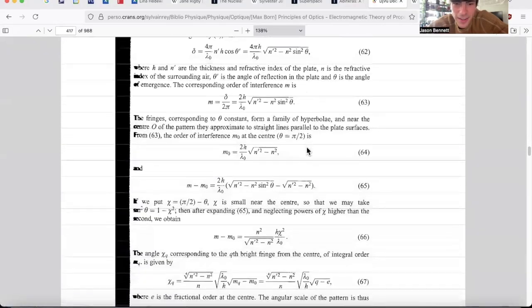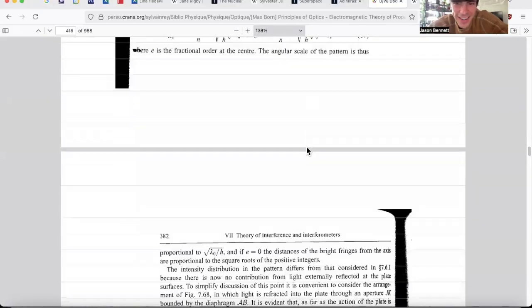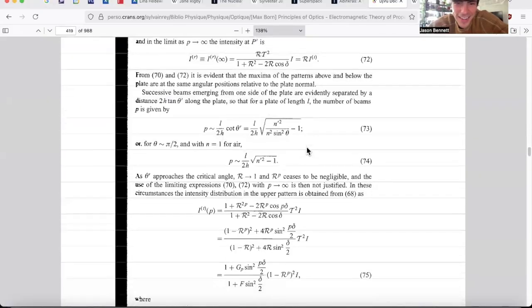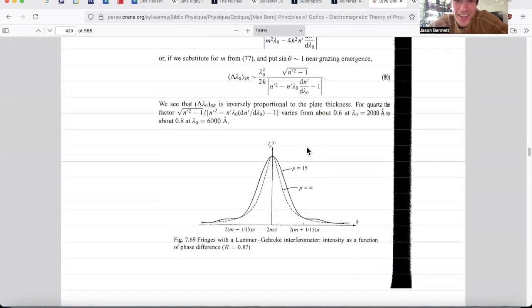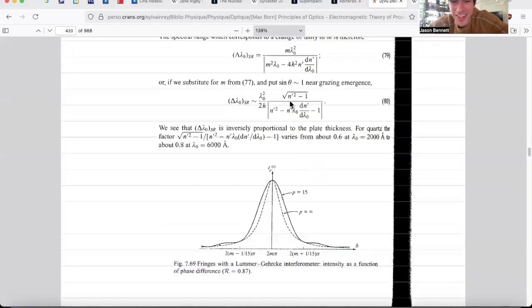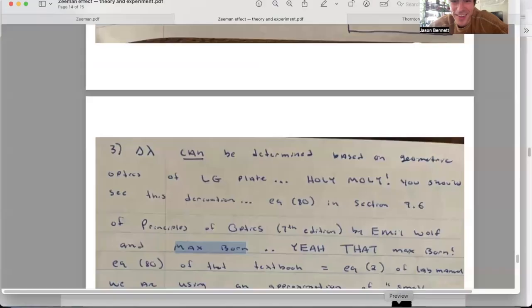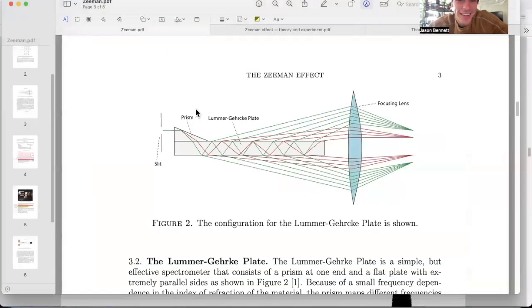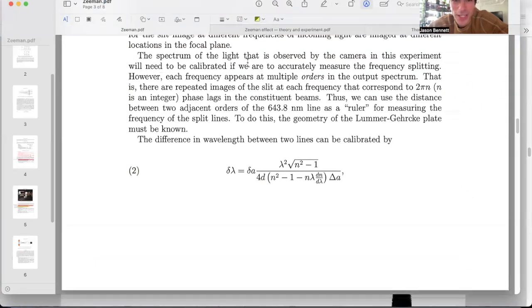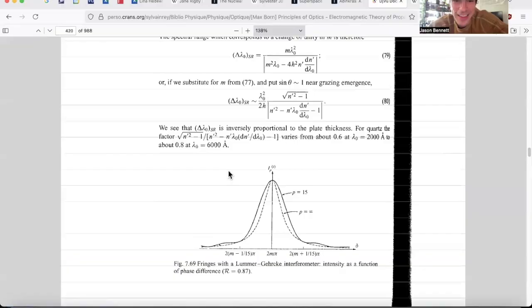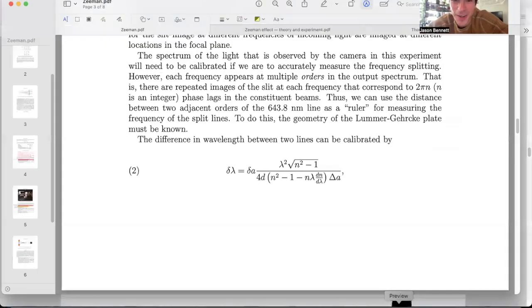Insane. Optics is crazy, just FYI. Here's the final equation. This final equation is what is in the lab manual. Same exact equation, it's equation 80 in this very, very complicated textbook. We are going to make an additional simplification.